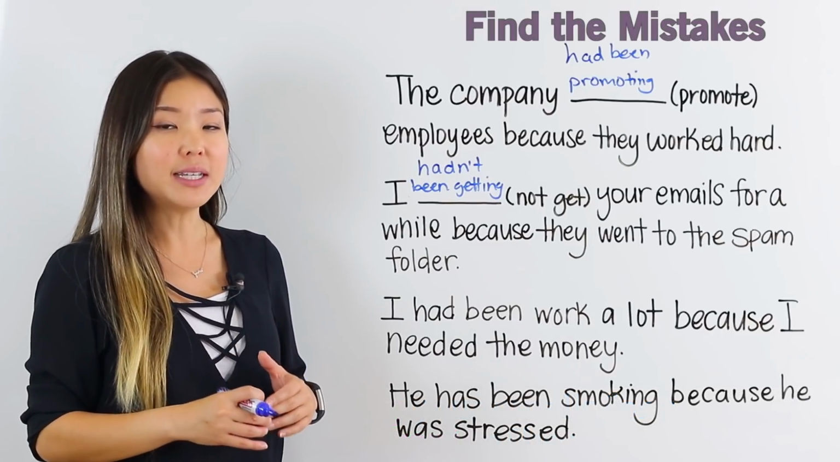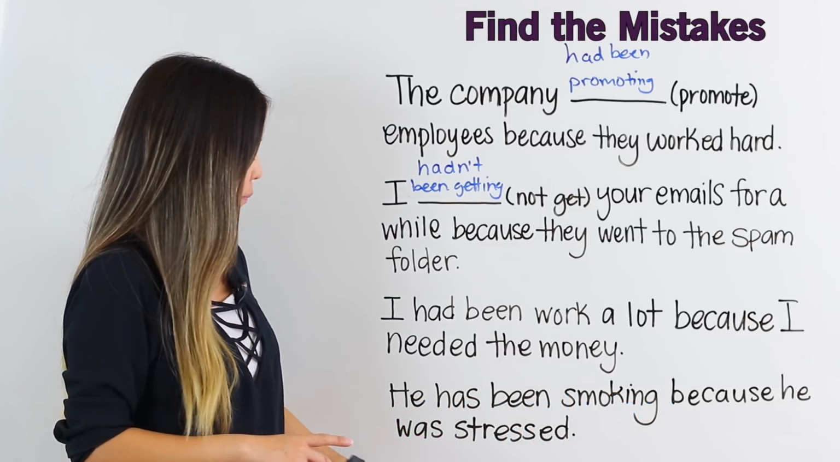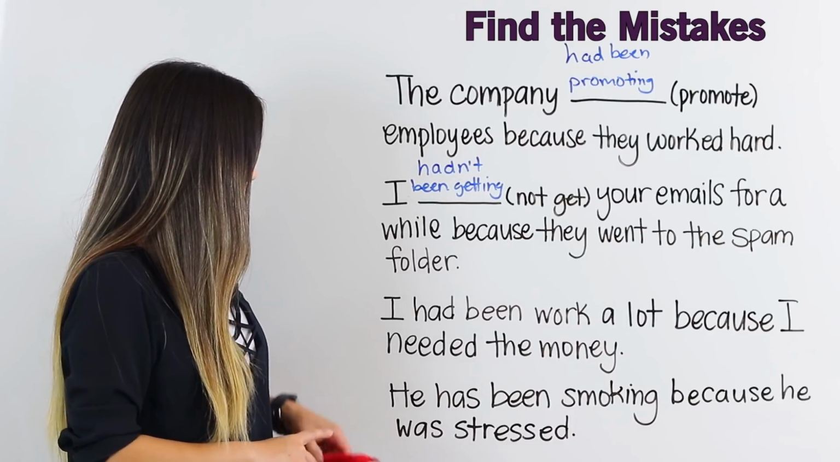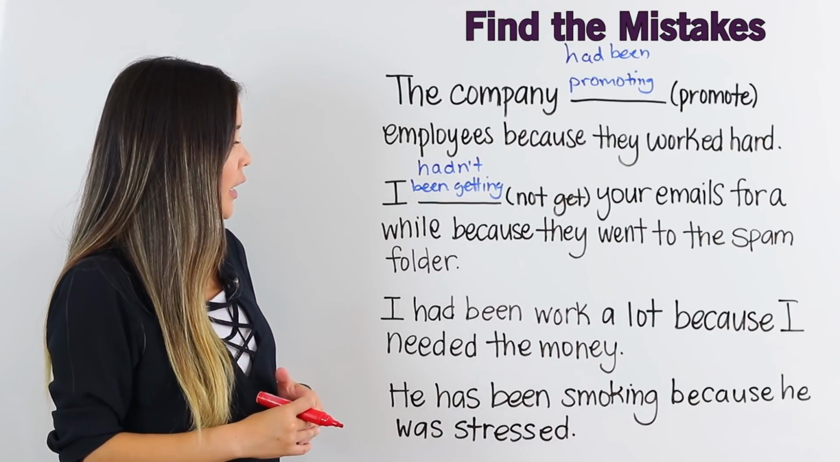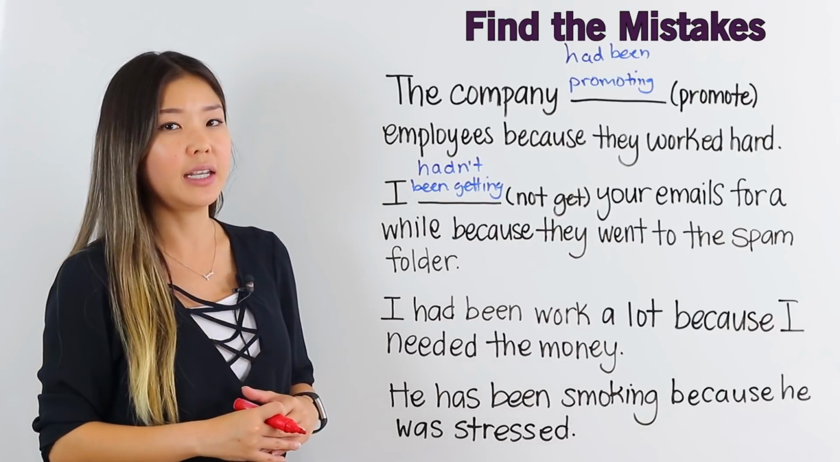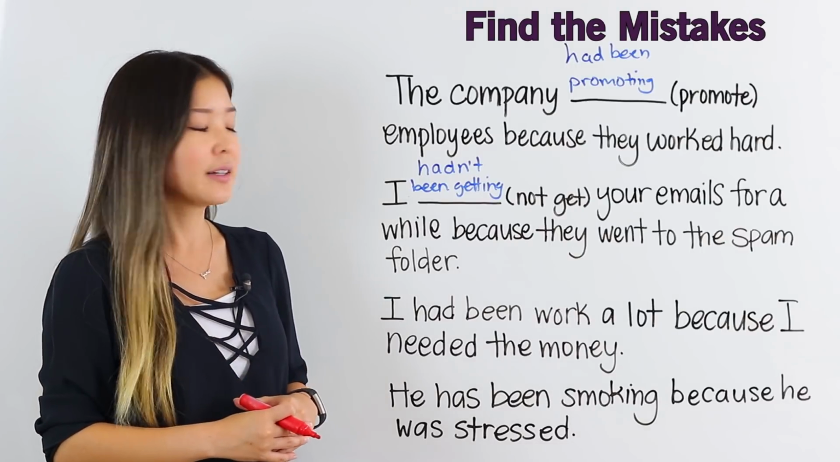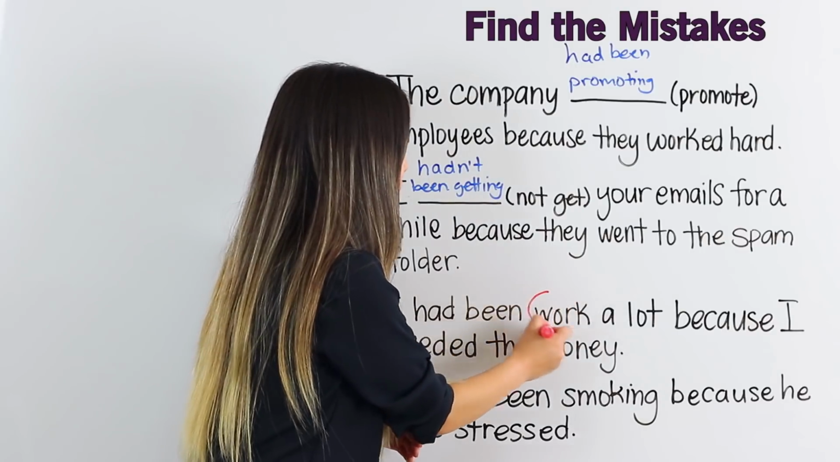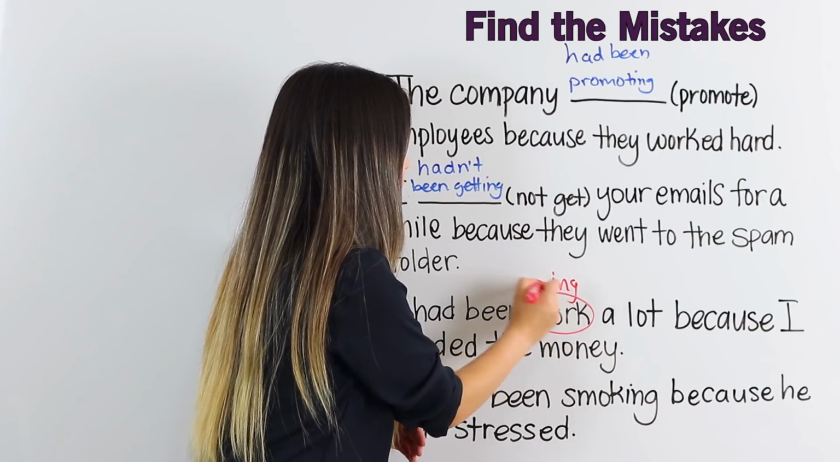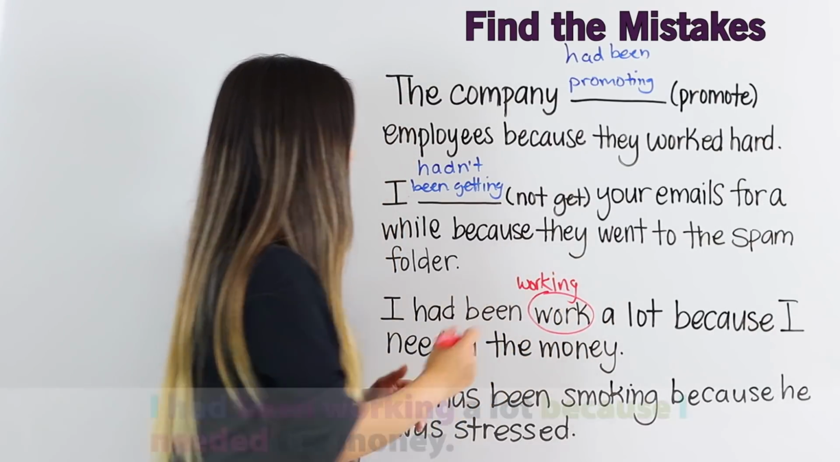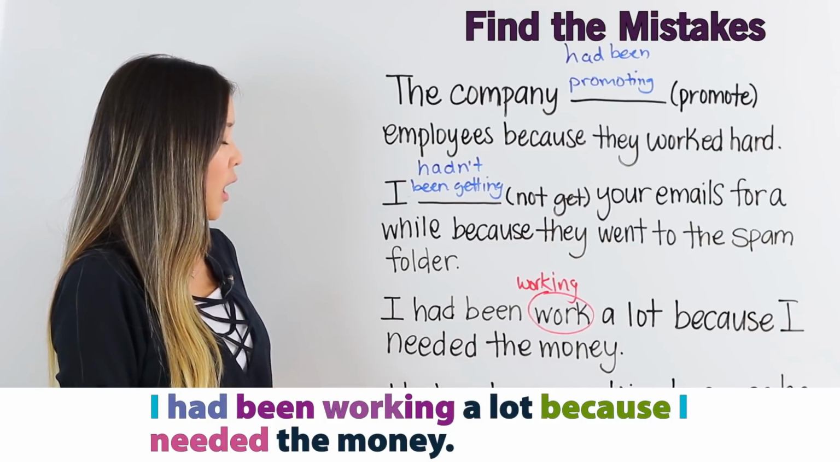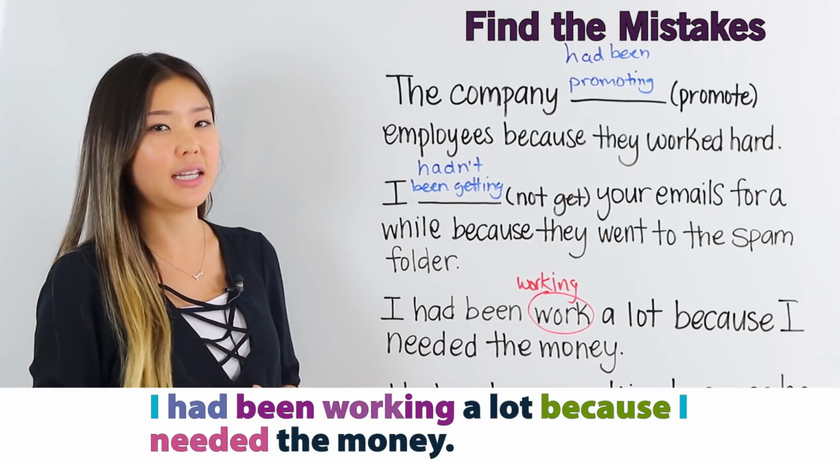Now, look for the mistake in the next sentence. I had been work a lot because I needed the money. What's the mistake? Remember, we need to add ing to the verb. I had been working a lot because I needed the money.